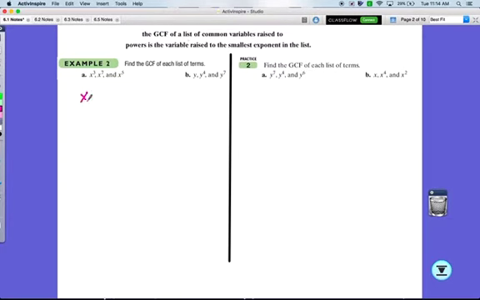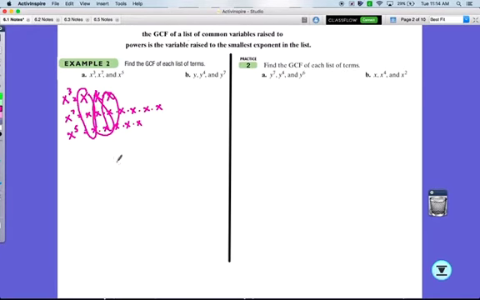But if I had x to the third, I could write x to the third as x times x times x. That's what x to the third is. X to the seventh is x times x times x times x times x times x times x. And x to the fifth is x times x times x times x times x. And so what they share in common are 3 of those x's.